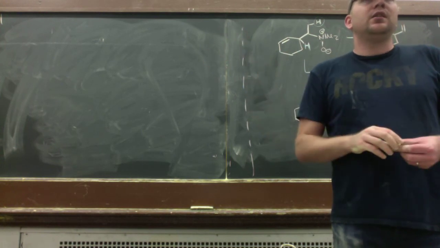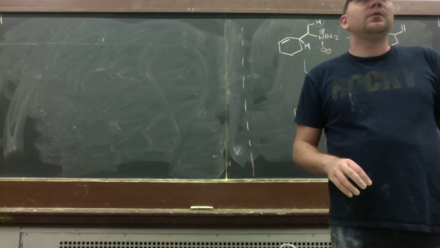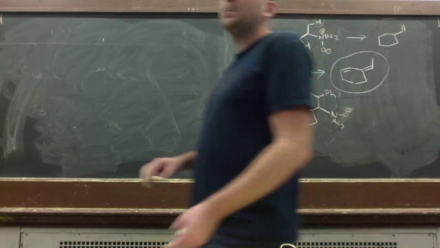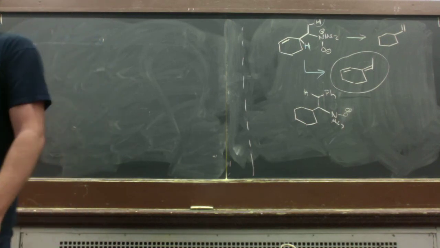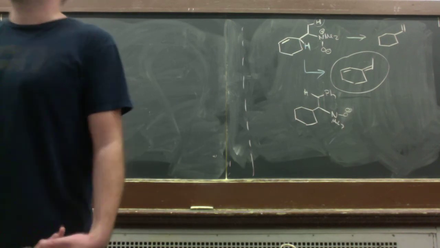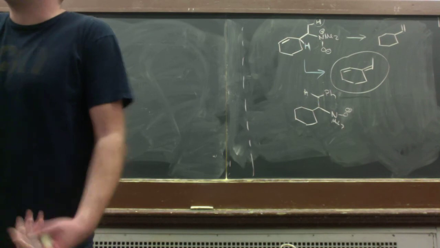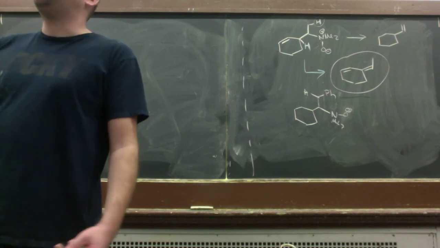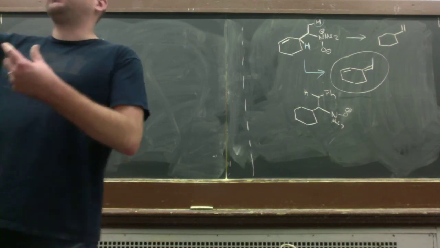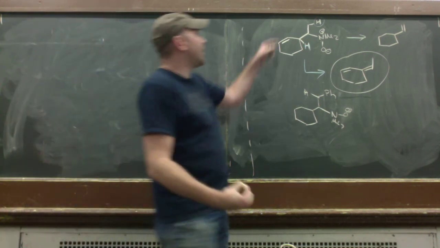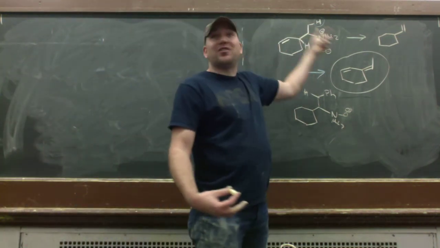Why would it be the top one? Isn't it still bulky? Right, but where's the base? It's an internal base. So it's right there. It's already there. In the Hofmann, you actually need the base to come in. So it actually has a steric component where you're trying to get the base to come in. In this case, it's already there.